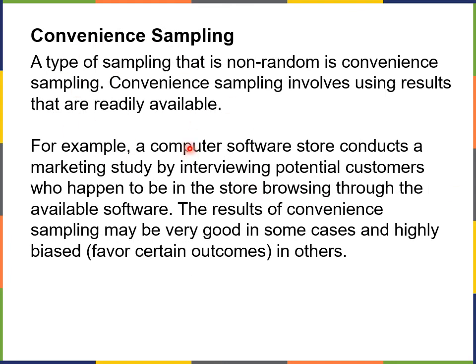Convenience sampling is probably one of the worst things you can do. This would be done if we were doing some sort of survey, looking at, say, potential customers or people on a college campus, and you only asked people that were easy to ask a question to.